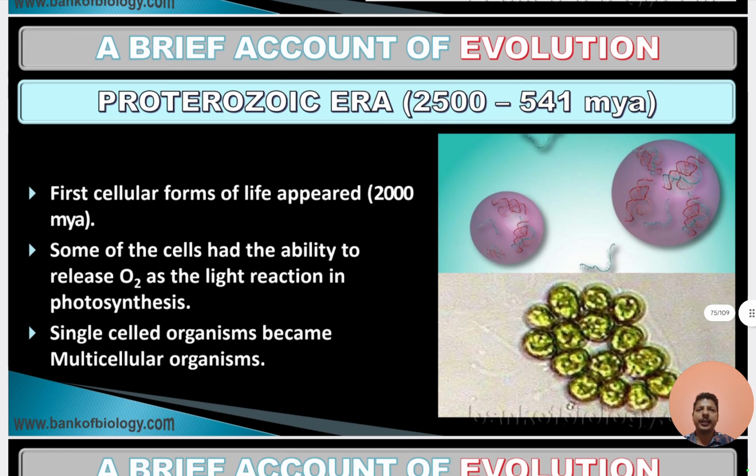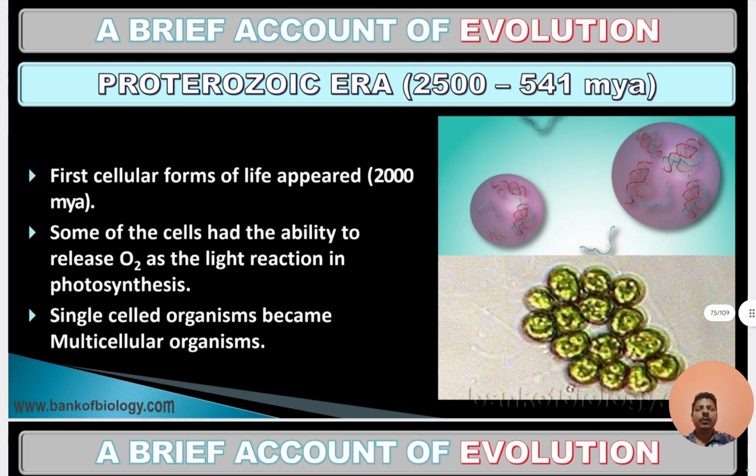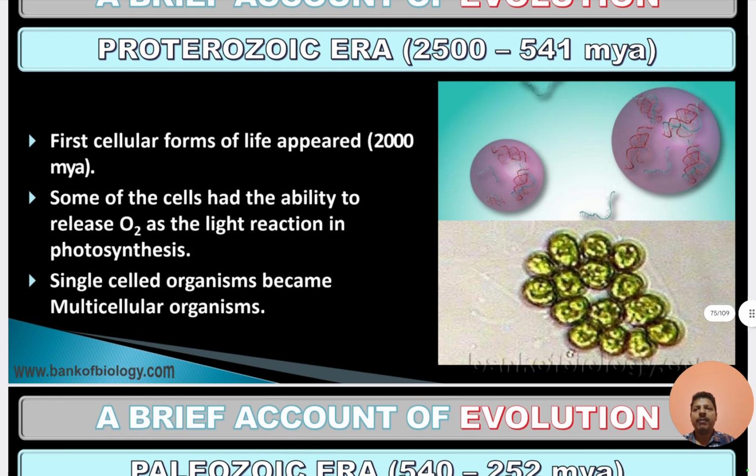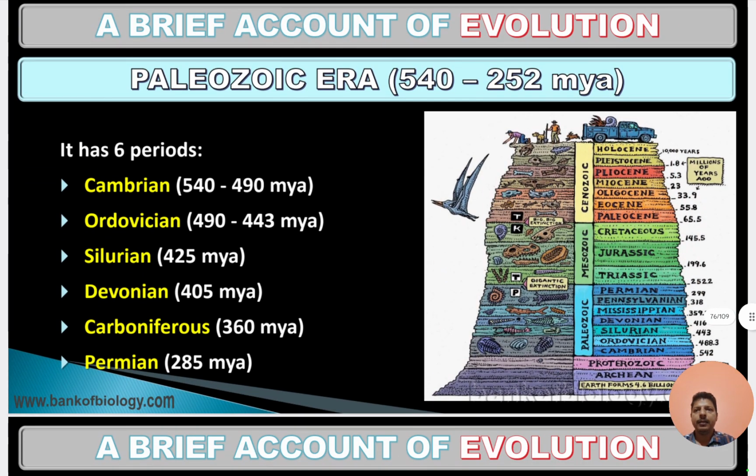First of all, the Proterozoic era, that is 2500 to 541 million years ago. MYA means million years ago. The first cellular form of life appeared 2000 million years ago. Some of the cells had the ability to release oxygen as the light reaction in photosynthesis. Single-celled organisms became multicellular organisms during this era.